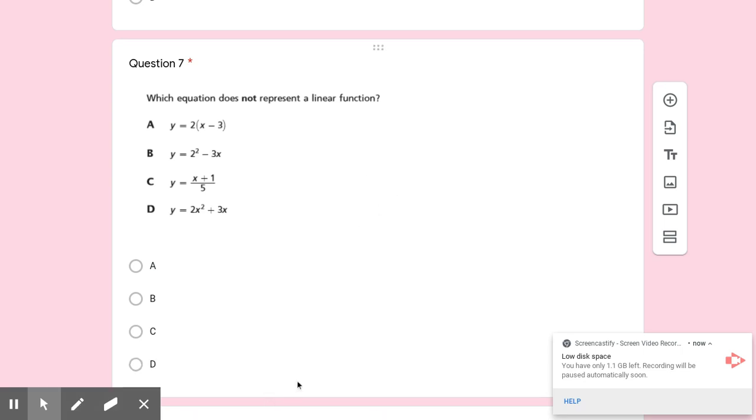For question 7, it says, which equation does not represent a linear function? So we're looking for an equation that does not represent a linear function. And remember, linear function means that it will make a line when we graph it, right? That's linear function. So which one of these equations will not make a line when we graph it?